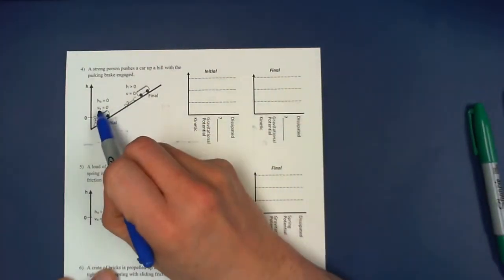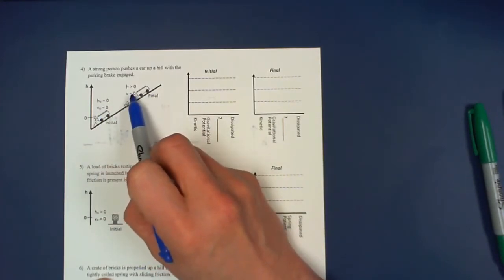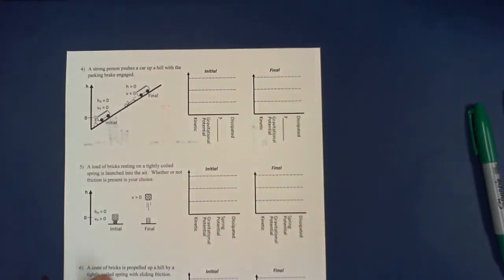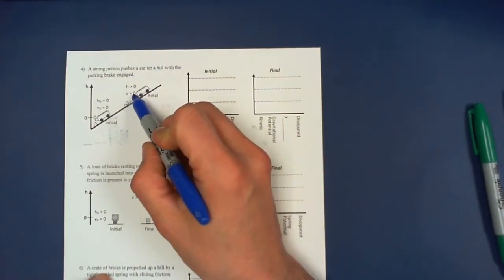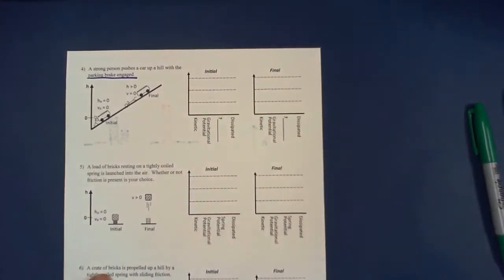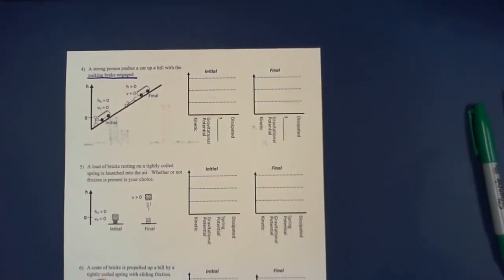All right, we start with initial velocity of zero, initial height of zero. At the end, we have a final velocity that's zero as well, and the guy is laid over. He has no more energy left, but we do have a height. Now, the reason we have no final velocity is because it says the parking brake is engaged. So hopefully that indicates to you that when the parking brake is engaged, there's friction involved.